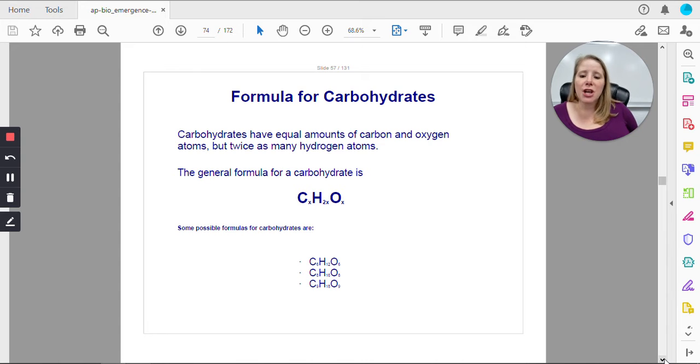But the general formula for a carbohydrate is CxH2xOx. So C6H12O6, C5H10O5. These are going to be a general formula. Now, there are some other options, as you can see on the picture there.